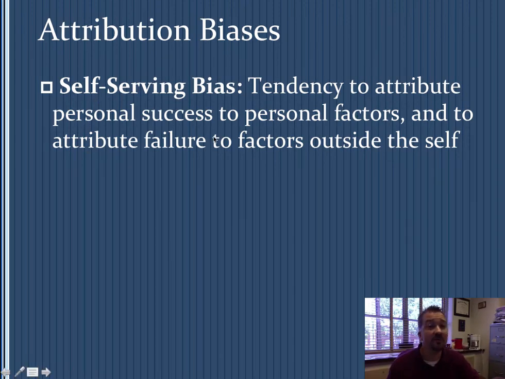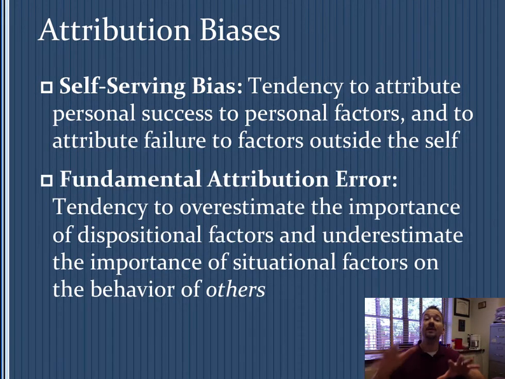You tend to attribute failure to factors outside of the self. So if you are late to class, you tend to say, well, it's not because I'm lazy, it's because traffic was bad, or my alarm didn't go off, I accidentally hit the snooze button, whatever. I'm not saying what's true or false, it's just that across a wide variety of behaviors from ourselves, we tend to attribute positive things to, hey, that's who I am, and negative things to, hey, it was the situation. The exact opposite is what we do to other people's behavior, and that's known as the fundamental attribution error.